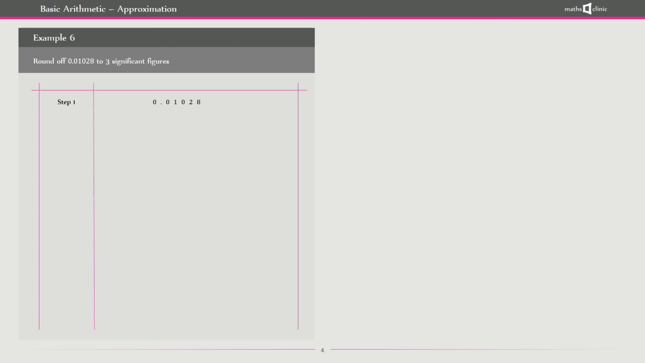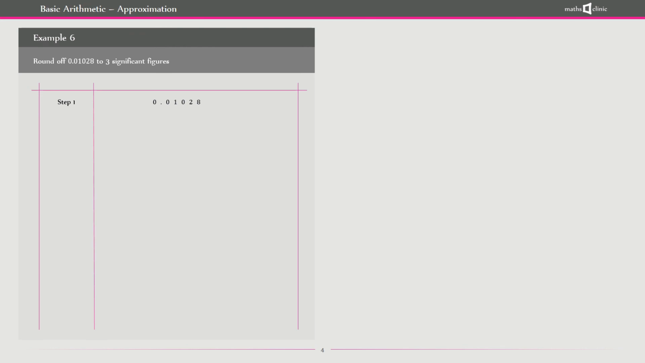So basically you have 0, 0. Our first significant figure is 1. And now after that 1, every other number counts, including 0. So the first significant figure is 1, the next significant figure is 0, and the next significant figure is 2.